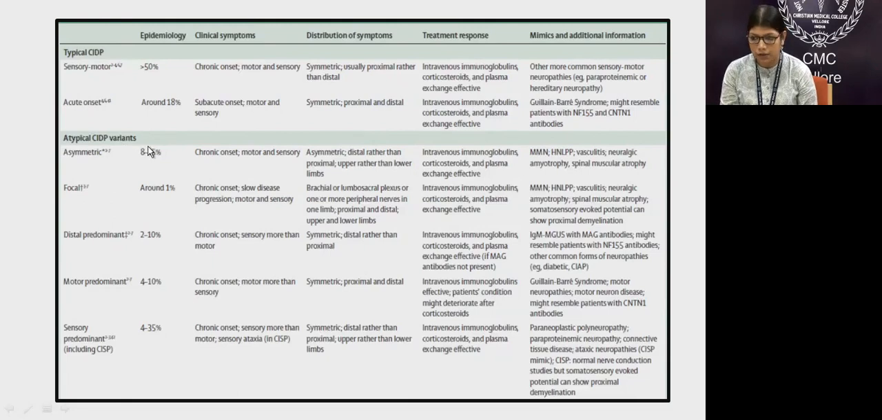Atypical CIDP variants, the most prominent ones are the asymmetric CIDP, focal CIDP, distal predominant CIDP, that is the distal acquired demyelinating symmetric DADS variant of CIDP. You can have a motor CIDP, and the newest one is a sensory predominant CIDP, also called chronic immune sensory polyradiculoneuropathy.